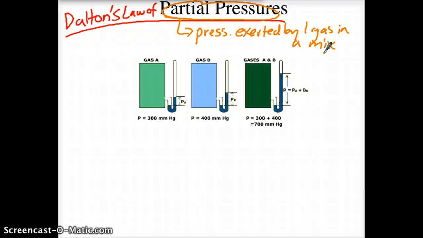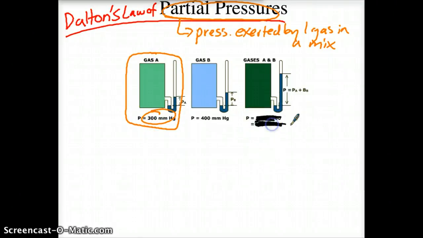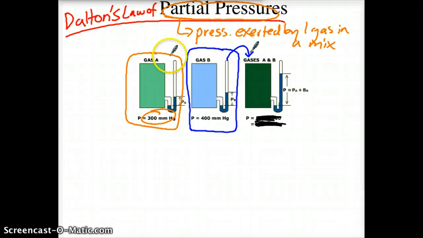So for example, let's say we have this tank over here of gas A in it, and we notice it has a pressure of 300 millimeters of mercury. And we have gas B over here with a partial pressure of 400 millimeters of mercury. And you want to know, if we combine these two gases together, what is the new pressure going to be?